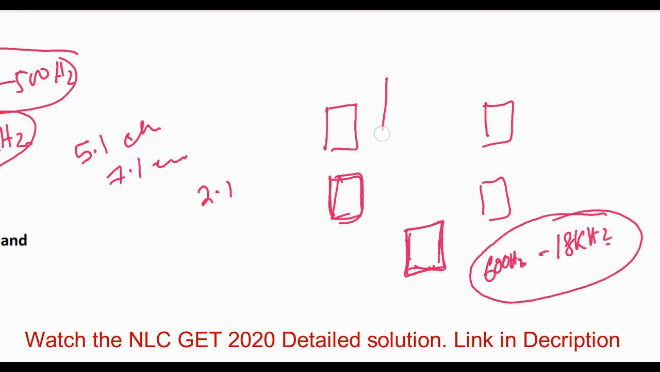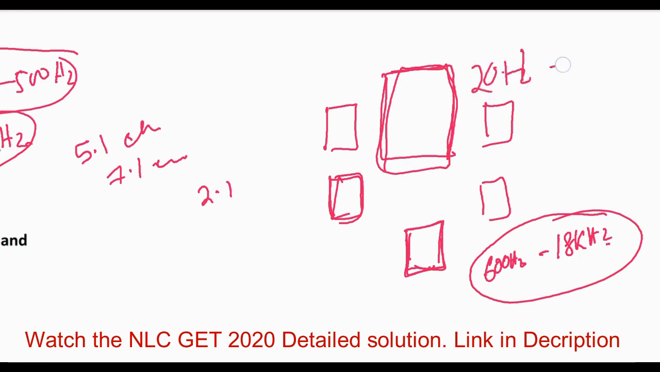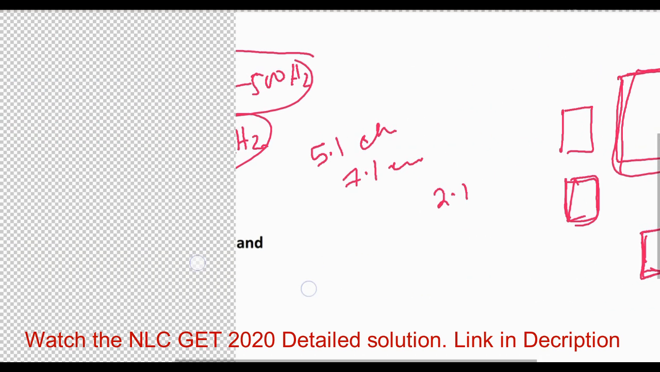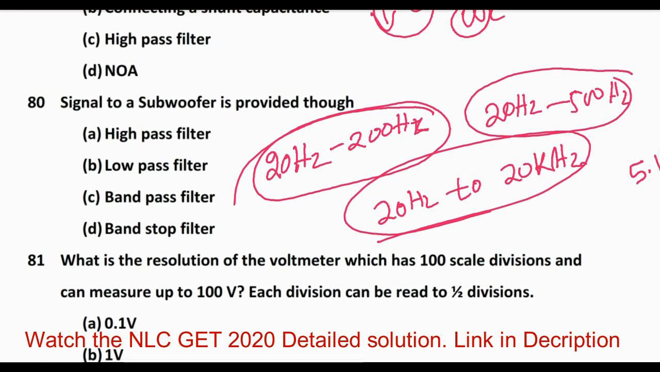And there will be a big subwoofer which will produce the bass, and bass is generally the 20 Hz to 200 Hz low frequency operation. So here, as this is low frequency and it is passing the low frequency, this is a low pass filter. This is provided the signal by a low pass filter.